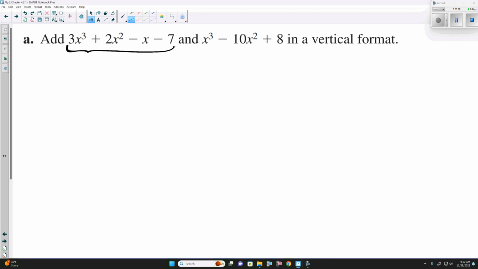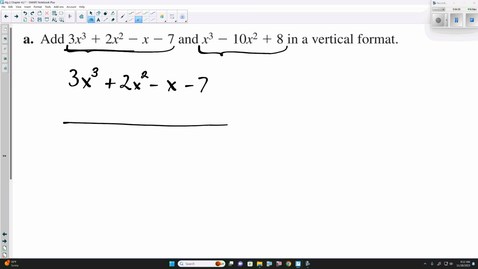So it's wanting us to add 3x cubed plus 2x squared minus x minus 7, and x cubed minus 10x squared plus 8. Since it told us this one was first, we'll put it first. We'll just write it back out. If there are any terms missing, here the biggest term is x cubed, so we'll need an x squared, x, and constant. If one of them's missing, we'll leave a spot. But here, no terms are missing.